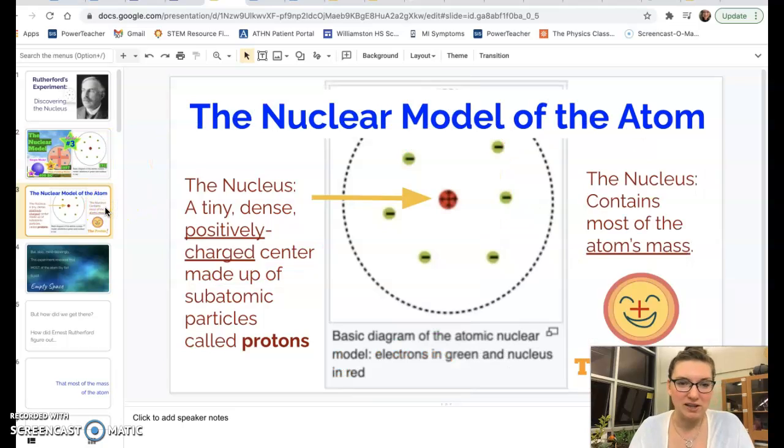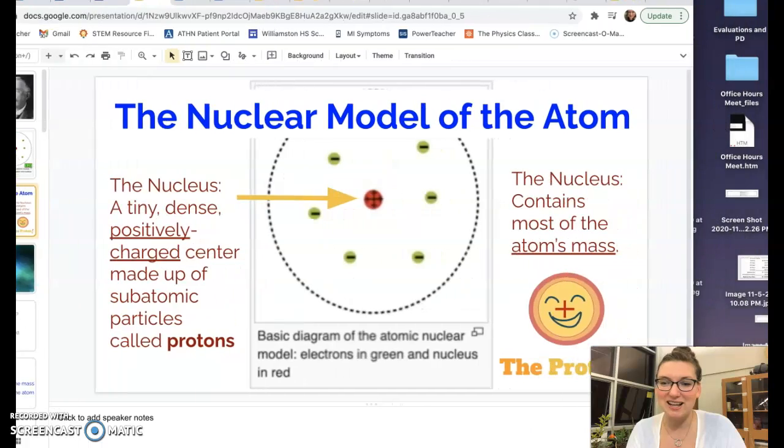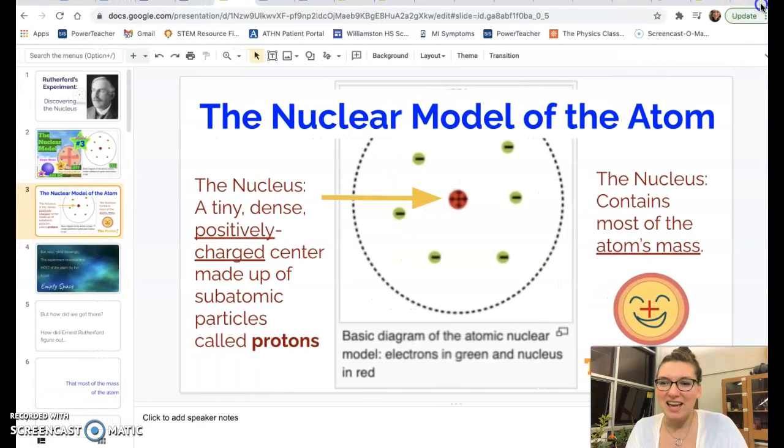So let's look at this specifically. A tiny, dense, positively charged center made up of subatomic particles called protons. So this is our first introduction to the proton as well. There you can see that. The nucleus contains most of the atom's mass, and we're going to get into that over the next couple days also.